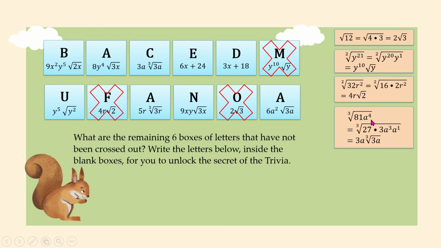Then the a exponent 4 is broken down as a cubed times a exponent 1, so that the exponent 3 of a can cancel out with the index 3. So therefore, when the exponent and index cancel, a comes out. Then what remains inside the radical is 3 and a exponent 1. And we copy the same index, cube root. Index is 3. So we read the final answer as 3a cube root of 3a.